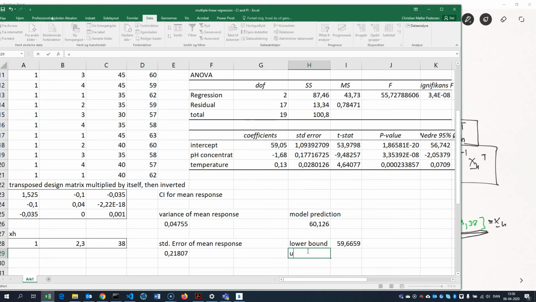So that's the lower bound for the confidence interval. The upper bound is given by almost the same thing. So I'll just take a copy of this formula here and insert it here, and then change the minus to a plus.